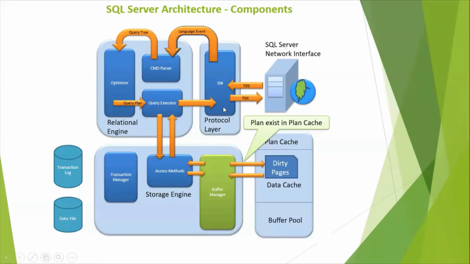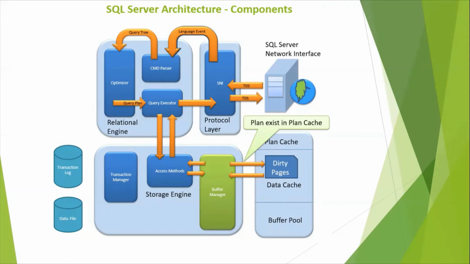Once it is received by the SQL Network Library interface, it will unwrap these TDS packets and send that text or language event to the command parser. The command parser will check if there are any syntactical errors. If there are any syntactical errors, it will be sent back to the client with the TDS packet. If there are no syntactical errors, then it will go to the algebrizer, where it checks the schema binding, right? If the schema binding is done, then it will check if the plan already exists in the plan cache or not.